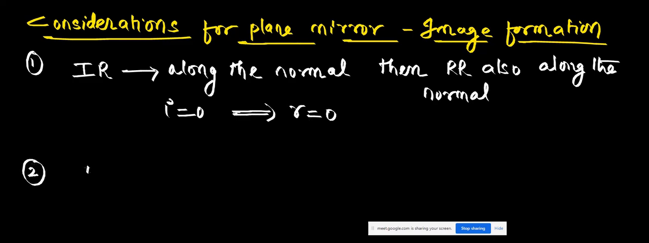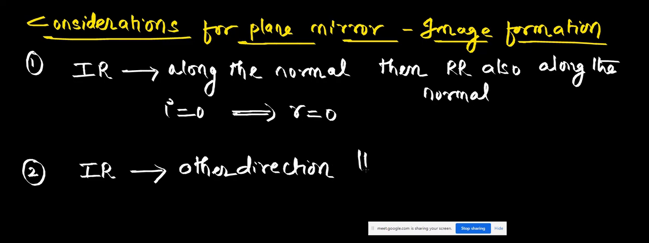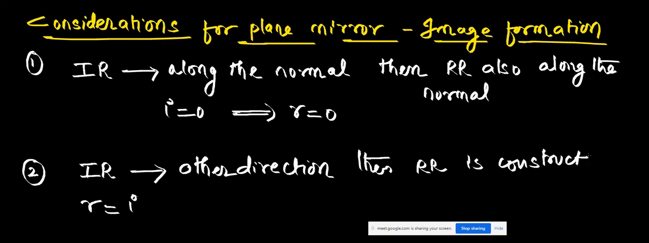Now, the second ray, how do we consider? You can consider the incident ray in any other direction. Then how do you have to consider the reflected ray? You just have to measure the angle of incidence. You take the same as the angle of reflection, and in that direction you consider the reflected ray. So the reflected ray is constructed with angle r from the normal.